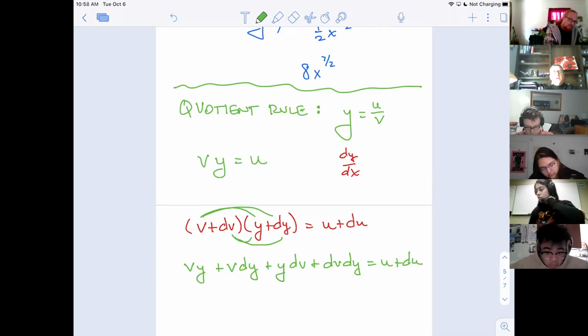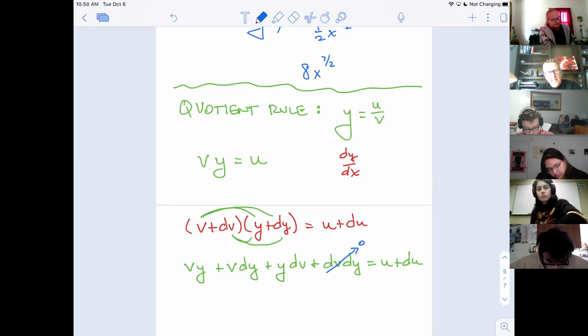So similar to last time, what kind of things can I do with this to make progress? You weigh in. What could I do? Whichever one's going to 0, get rid of it. Yeah, this thing, because it's a small amount of v times a small amount of y, that's going to 0 faster than everything else.